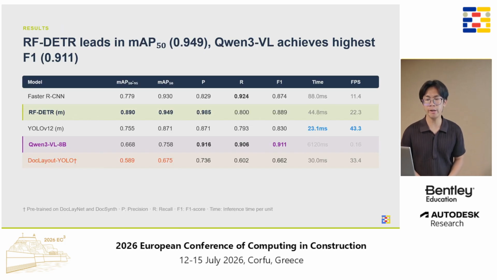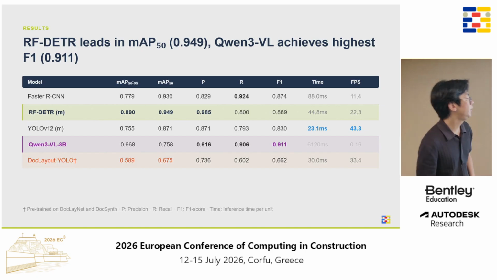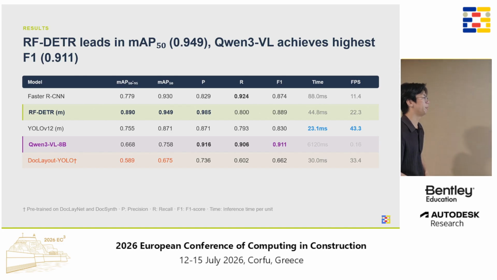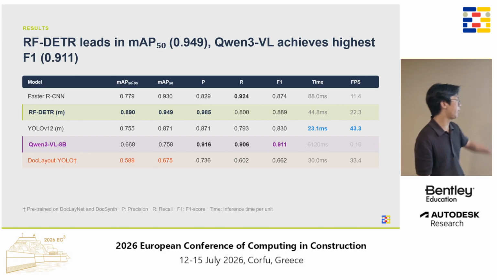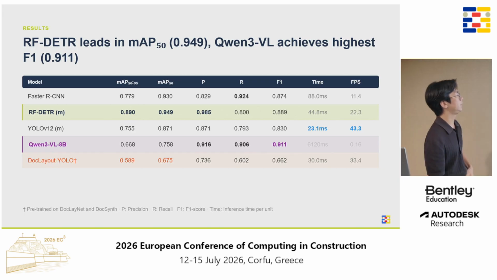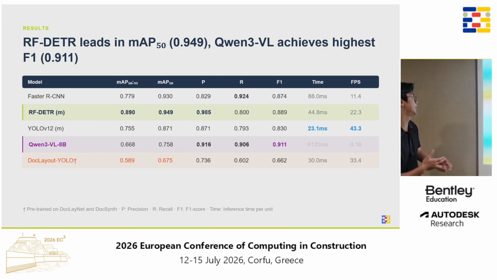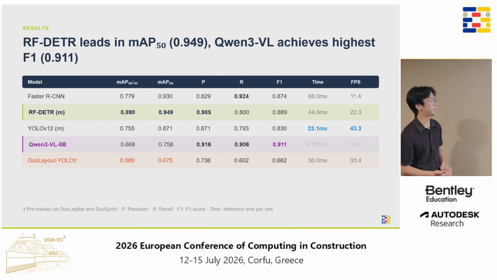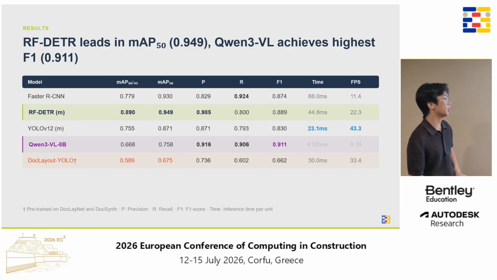And here is the basic result. As we can see, I think the RF-DETR, the detection transformer, outperforms the other models, but the Qwen3 vision language model with 8 billion parameters also performs well. It reaches the highest F1 score. For Faster R-CNN and YOLO, you can see the difference is not that big. YOLO is the fastest in inference time. And also you can see DocLayout-YOLO, the model that is developed for general documents, performs so badly on engineering drawings.